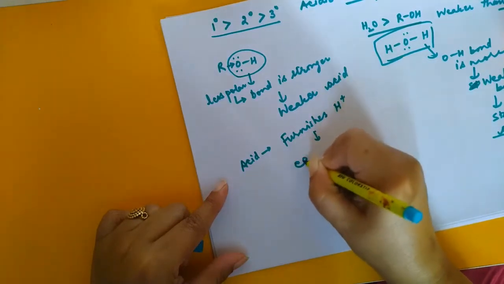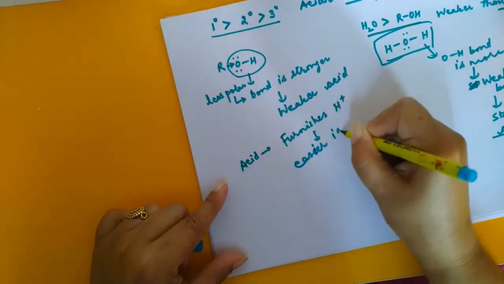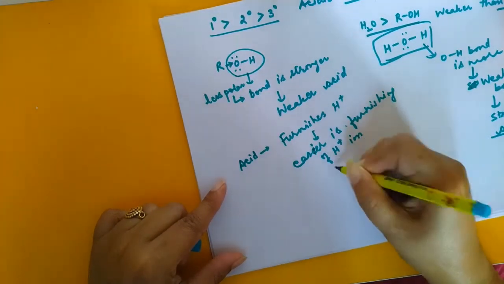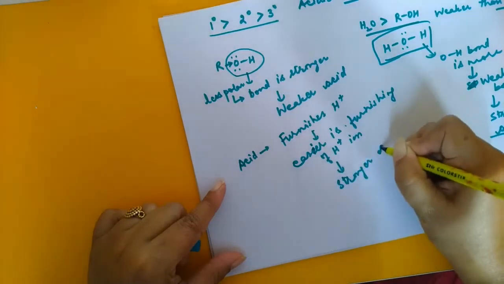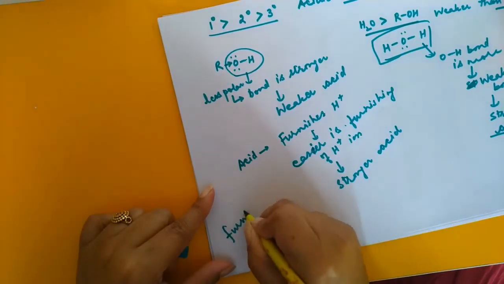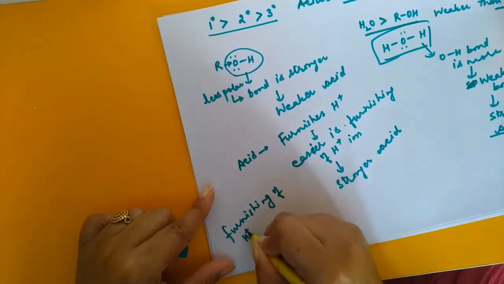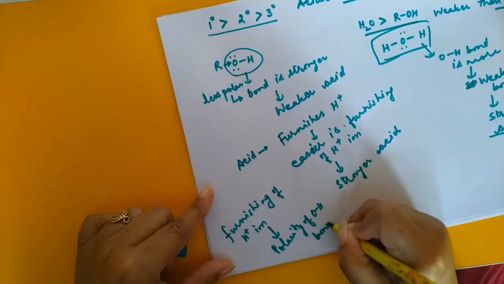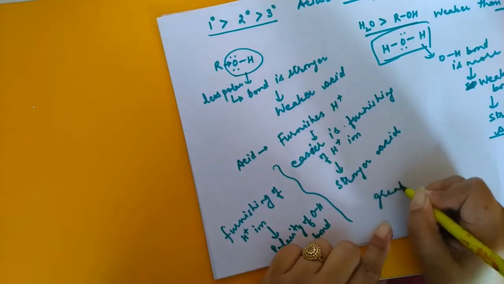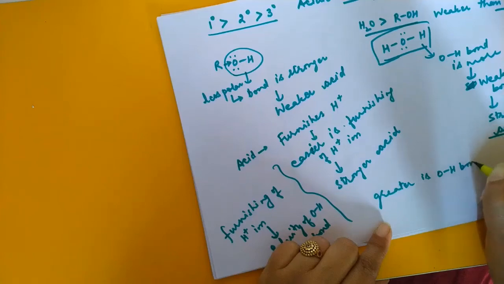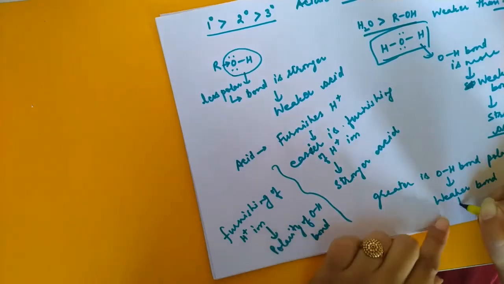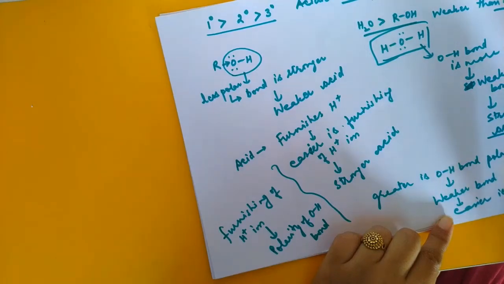Easier is the furnishing of hydrogen ion, stronger is the acid. And furnishing of hydrogen ion in turn depends on the polarity of the oxygen hydrogen bond. Greater is the O-H bond polarity, weaker is the bond, and easier is the furnishing of hydrogen ion. Hydrogen ion will be released more easily.